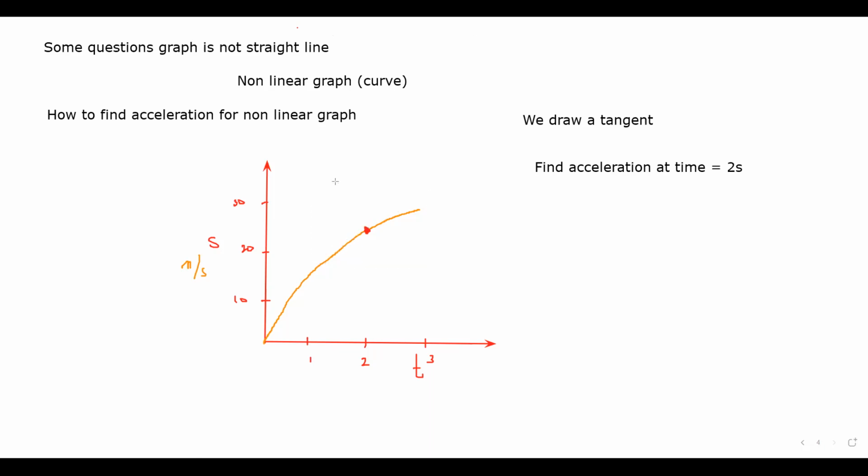I cannot draw a tangent like this. Why can't I draw a tangent like this? Because a tangent should not cross the graph line, it should only touch the point. Even I cannot draw a tangent from the bottom because it is crossing the line. The tangent only touches the point, that specific point. So this is a tangent. Is it clear how to draw a tangent?